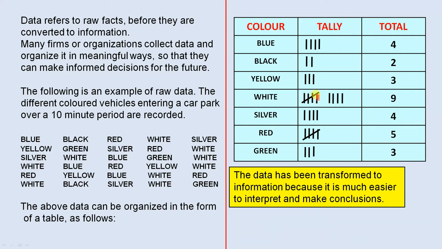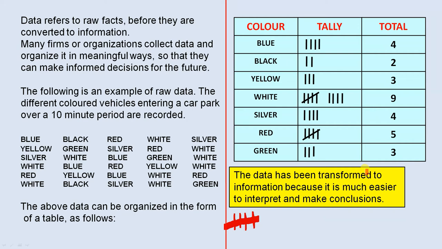Now here is a very interesting situation here. Whenever you do 4 strokes, for example 1, 2, 3, 4, the 5th stroke goes across them, because when you come back to count, that's just a bundle of 5, so it's very convenient. So for example here we have 5 plus another 4, that's 9. So there are 9 white cars.